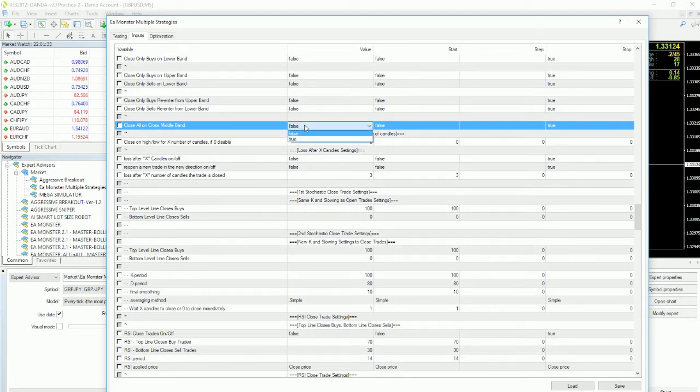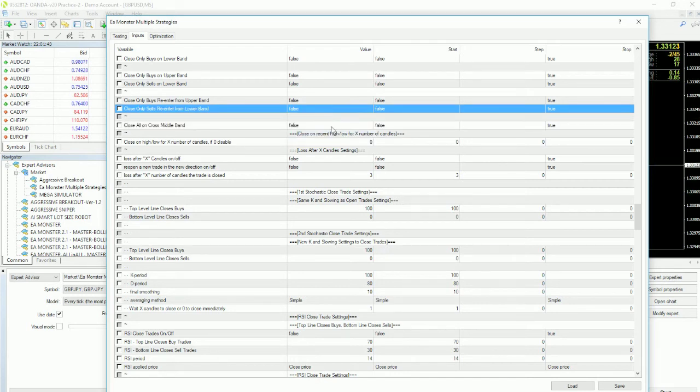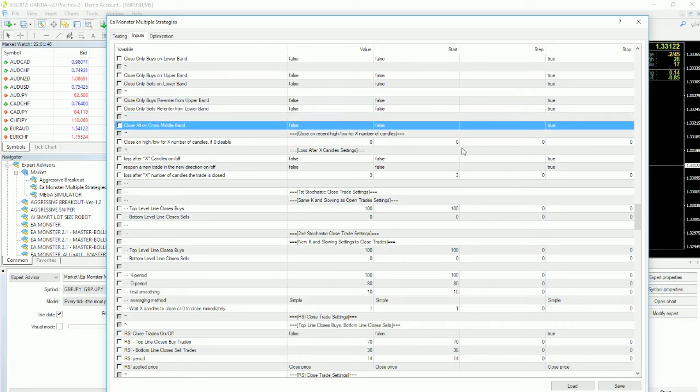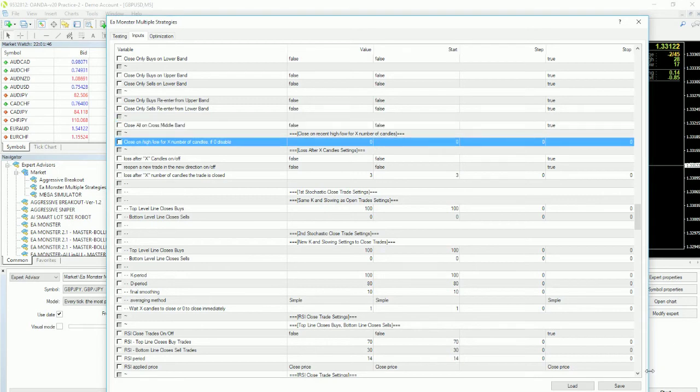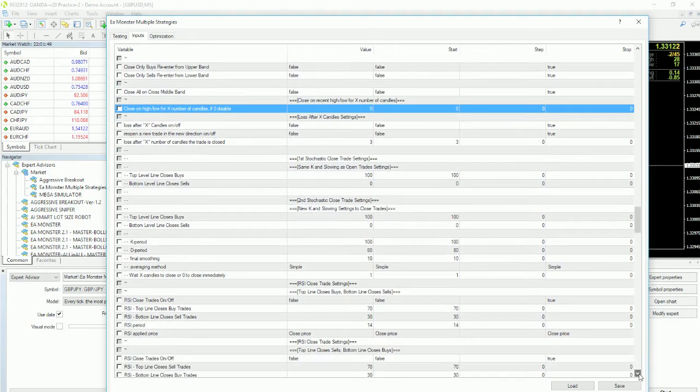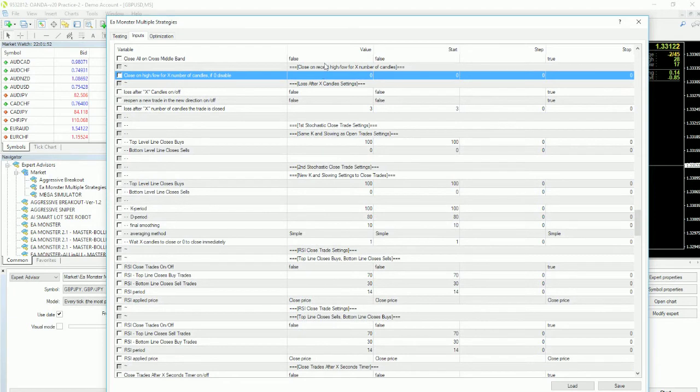Close all on cross of the middle band. Obviously, that would be the moving average, whatever the moving average is for that Bollinger setting. If it's a Bollinger band 20, it's going to close on crossing that 20 simple moving average.